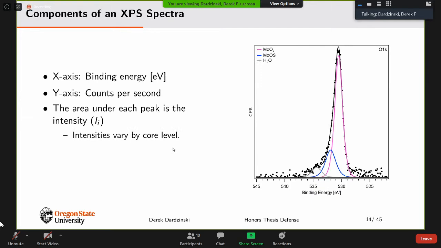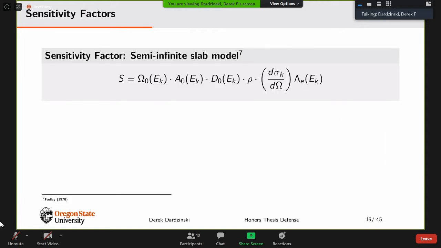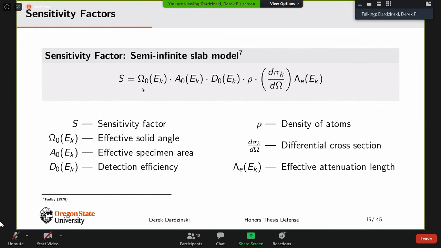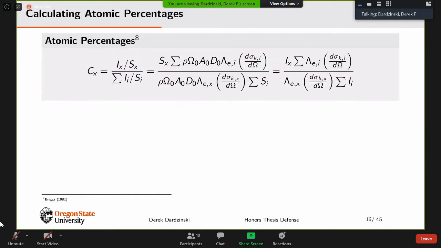These intensities vary by core level. You can see we have the oxygen 1s core level here. We'll also be discussing the molybdenum 3d and the sulfur 2p core levels. To compare them, it requires some sort of normalization factor, and that would be the sensitivity factor. For my calculations, I use the semi-infinite slab model found in Fadley, and that's a function of the effective solid angle, the effective specimen area, the detection efficiency, the density of your material, the differential cross-section, and the effective attenuation length. You can use this sensitivity factor to then calculate things like the atomic percentages.